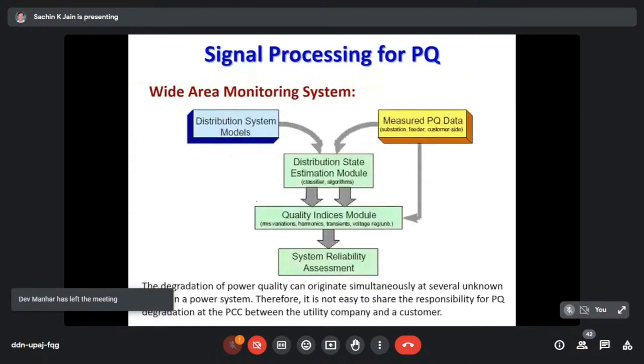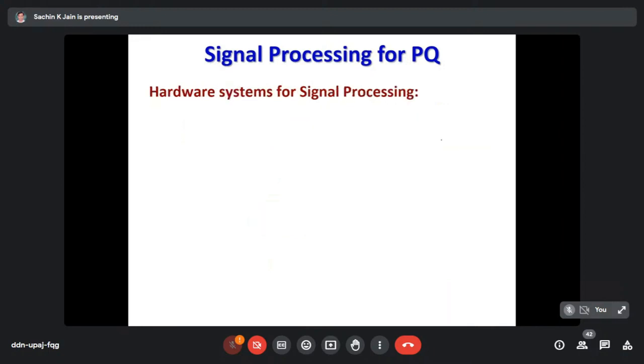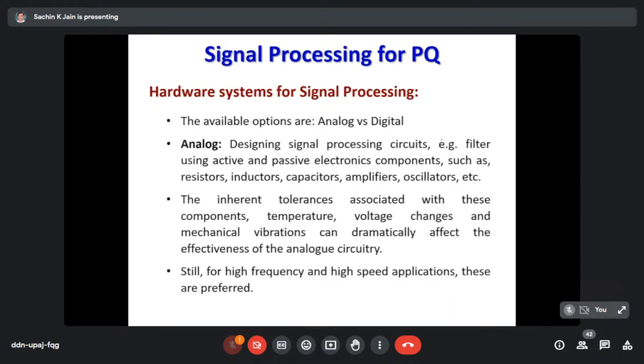Now, the current scenario is about wide area monitoring of systems. Wide area monitoring means not localized monitoring, but centralized monitoring, where we are monitoring power quality data. So this is another aspect that is there in the field. I am again skipping this concept because we are running out of time. Finally, I will discuss the hardware systems for signal processing. What are the available options?